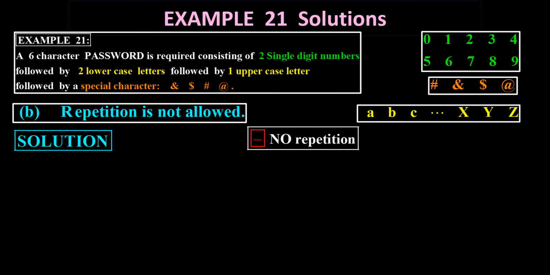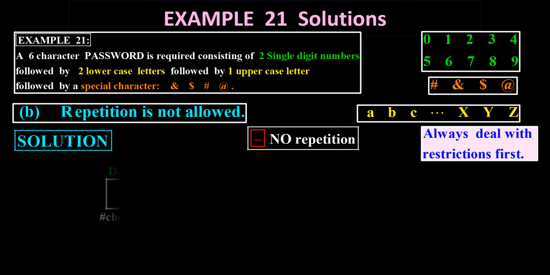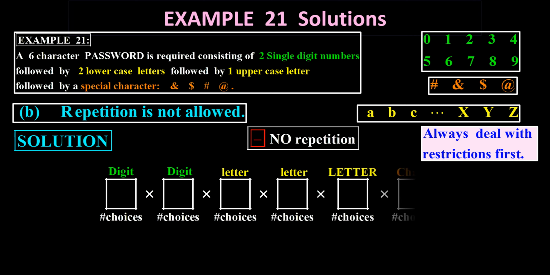So if you use one letter, you can't use it again. If you use one character, you can't use it again. So it's always important to deal with your restrictions and note what you have there. We have a 6-character password. So how many digits do I have available? 10. I already used one of the digits, so the next digit can only be filled by any of the remaining 9. How many letters of the alphabet do we have?